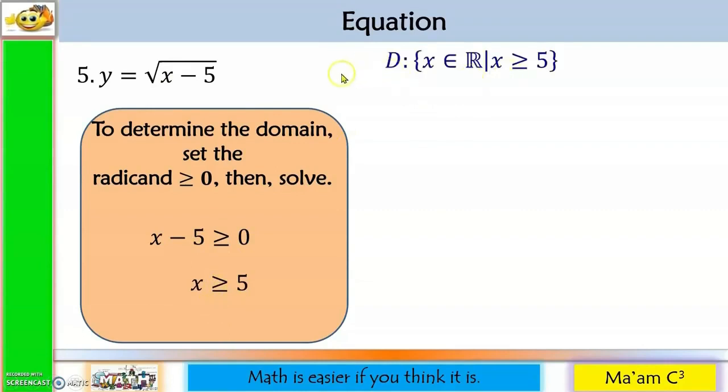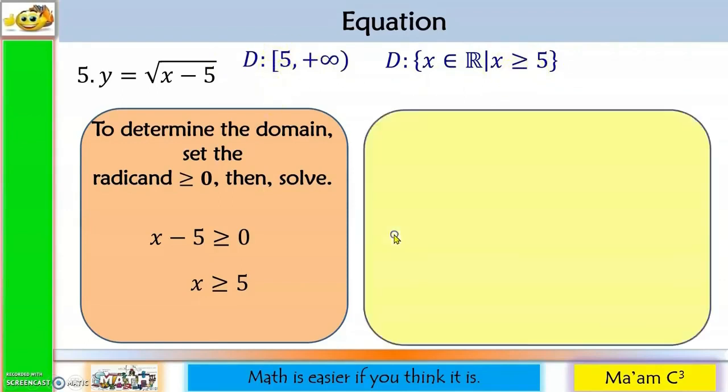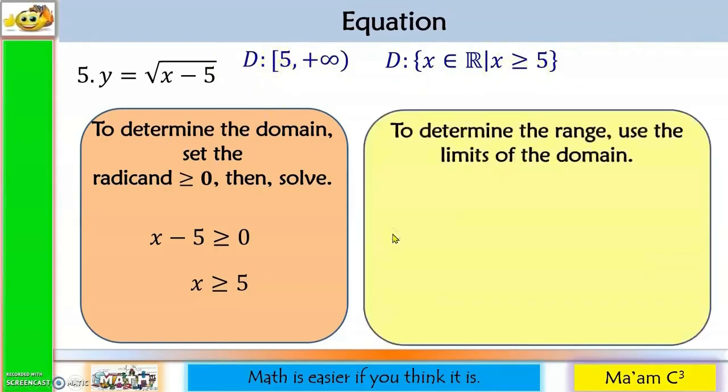For interval notation, you'll start with 5 and then go to the right. So that means 5 to positive infinity. Because there is or equal, we'll make use of bracket. Now for the range, let us use the limits of the domain. Let's start with the lower limit. So let's copy the function and then we substitute our lower limit, which is 5.